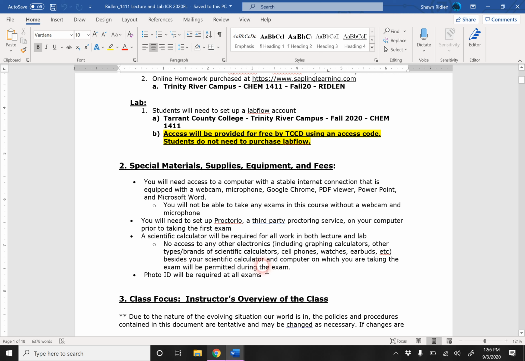The next thing you'll need is a scientific calculator. You'll need this for both the lab and for the lecture. That means you don't need a graphing calculator. The only calculator you need is, I believe, the TI-83, and you don't have to get that specific one, but just a scientific calculator that's able to do functions like square root, log, square, that kind of thing. More than just a basic arithmetic calculator. You will need a scientific calculator.